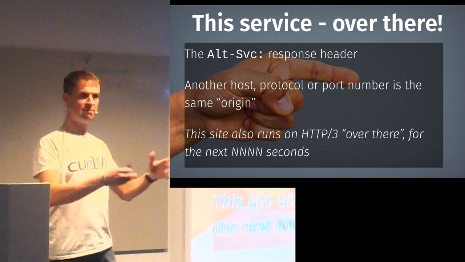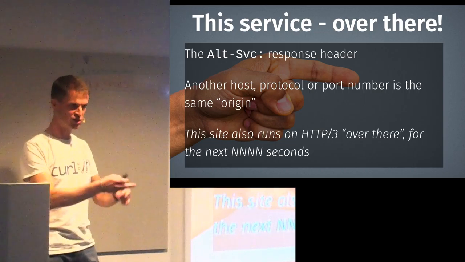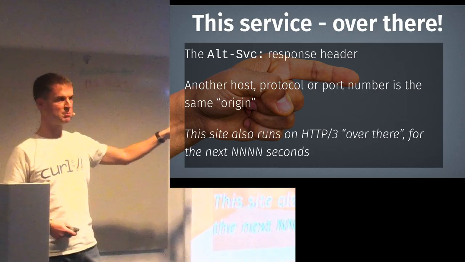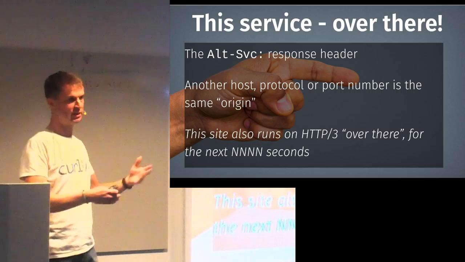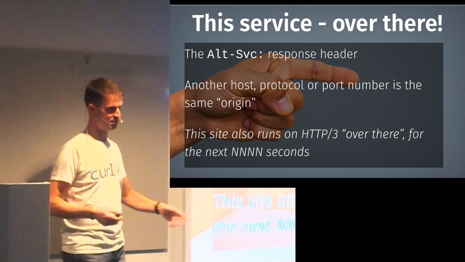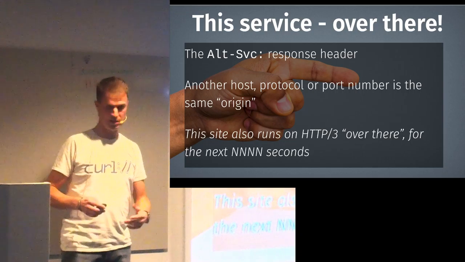So your favorite server that you go to, https://example.com, it will respond with this Alt-Svc header and say, I speak HTTP3 over here for the next year. And for the next year, we will keep that information cached, so we will always speak HTTP3 to the server for example.com. That's the idea.